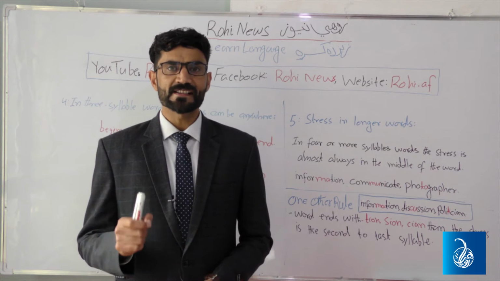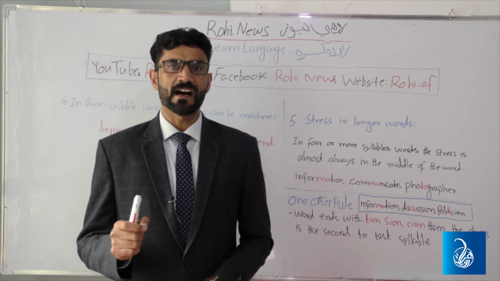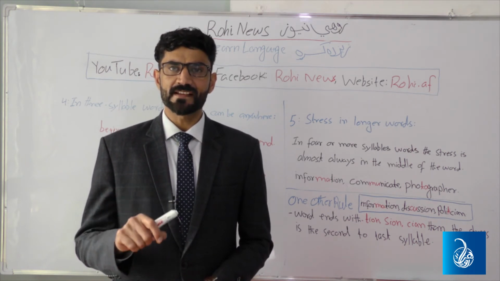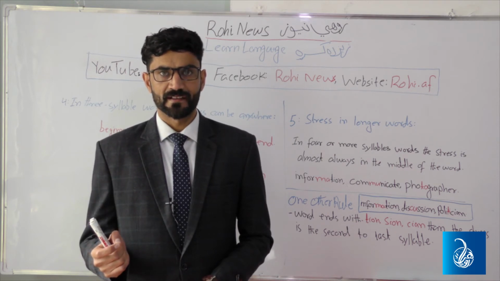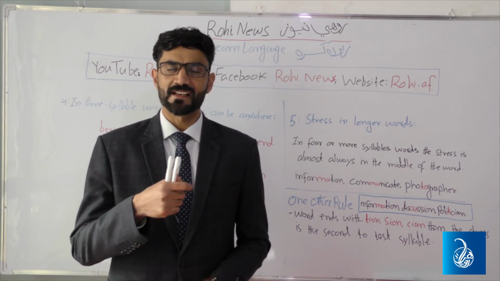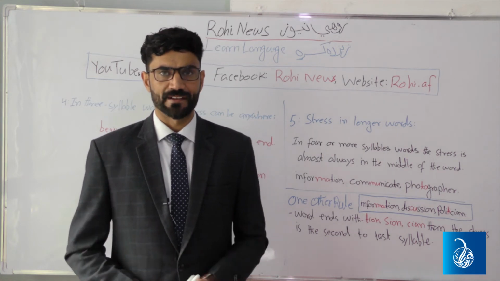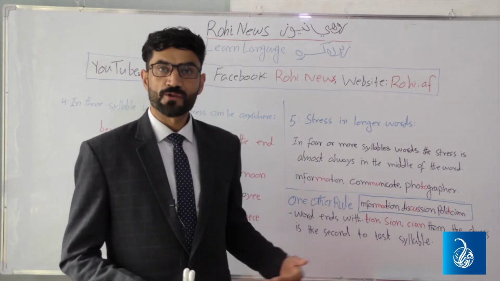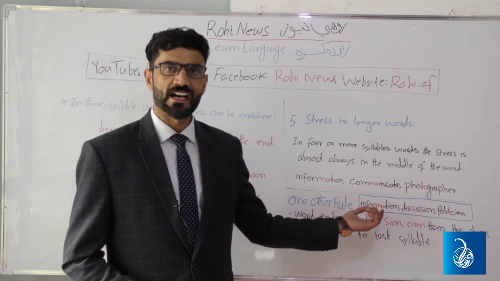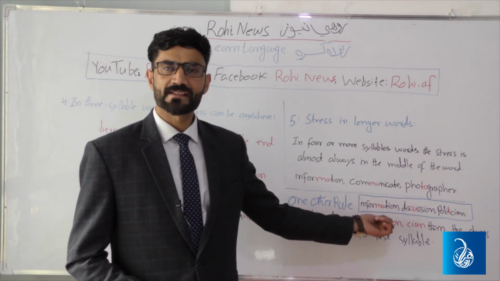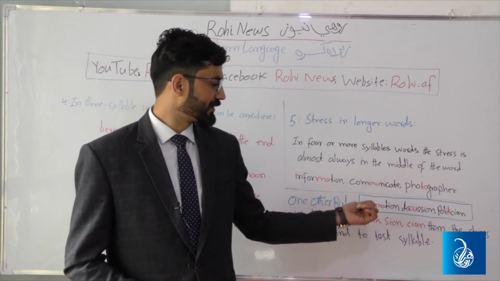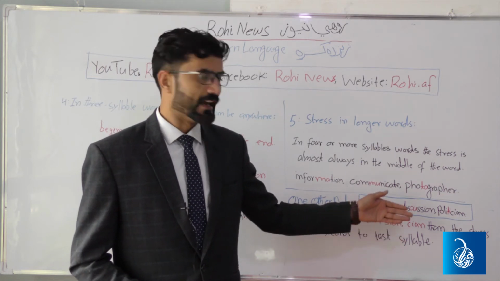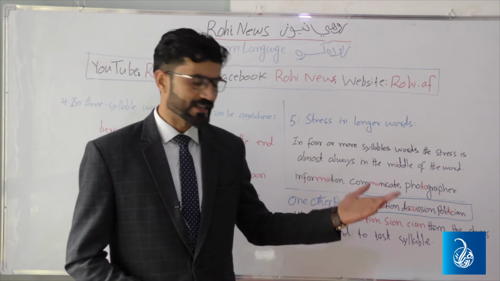Alongside these 5 rules, one other rule is also there. If a word ends with CIAN, CION, and TION, then the stress comes on the second to last syllable of the word. Means, before the last syllable, we put stress on the word. Look at these examples. Information. So this is a word which ends with shan, T-I-O-N. The stress is on the second to last syllable, a syllable before the last. Information. Discussion. And politician. Politician.